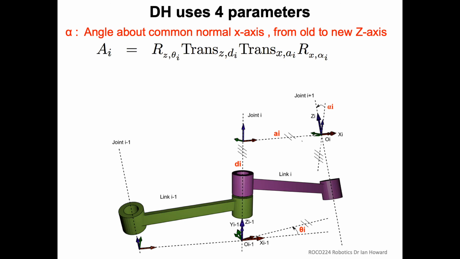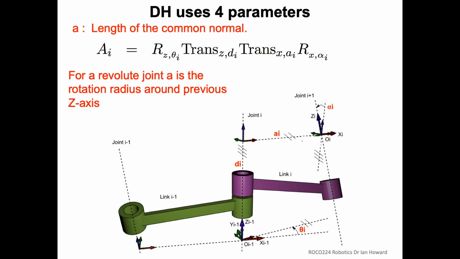So let's think about the parameters then. The first parameter is going to be alpha, and basically alpha is the angle which aligns the z-axes together. So if you've got a previous z-axis and the current z-axis, alpha is going to be the angle here along the x-axis, which aligns the old with the new z-axes. So that's nice and simple.